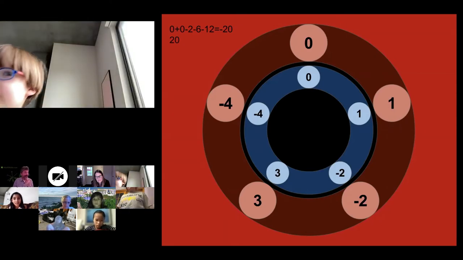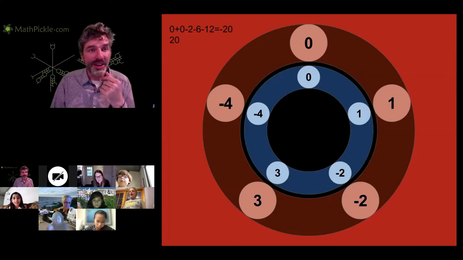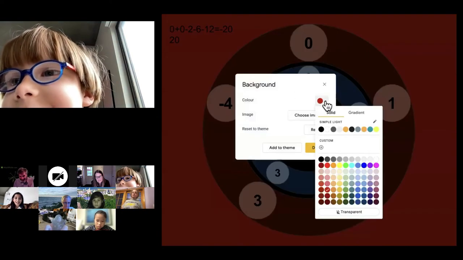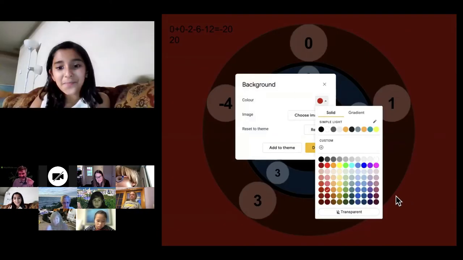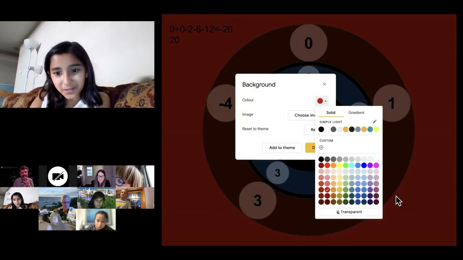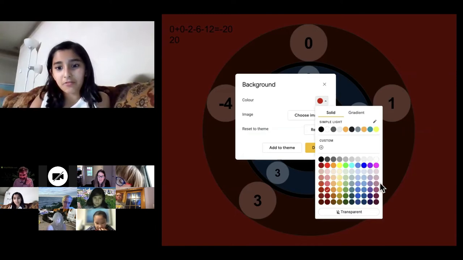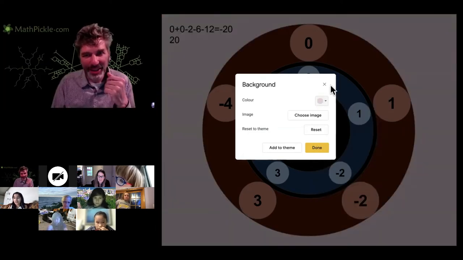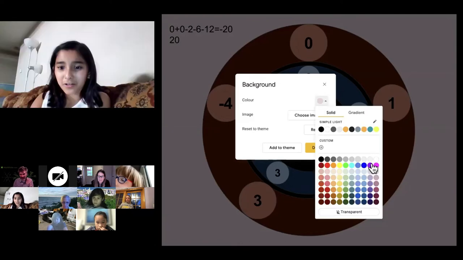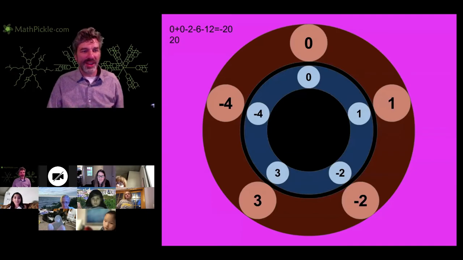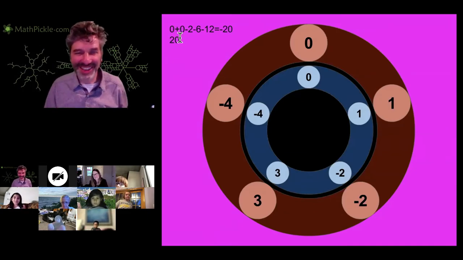Okay. So first of all, Annika, your most important decision is what color for the background? I think the color should be the pink on the second row. Oh, like that light pink? No, not that one. On the second row, that one. Yeah. Got it. Okay. A vibrant color once again.